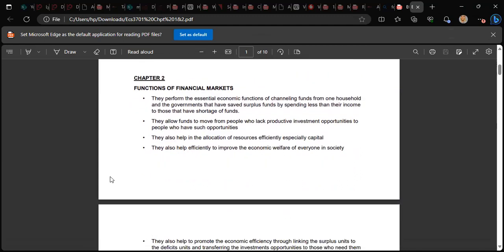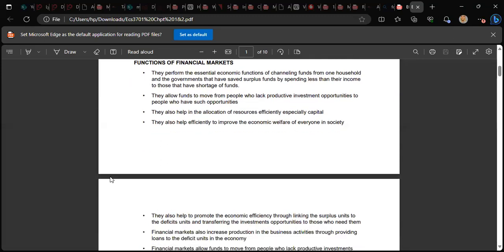What are the functions? So we've got all that listed there. They perform essential economic functions of channeling, as we already said, funds from households and the governments that have saved surplus funds by spending less than their income to those that have a shortage of funds, right?